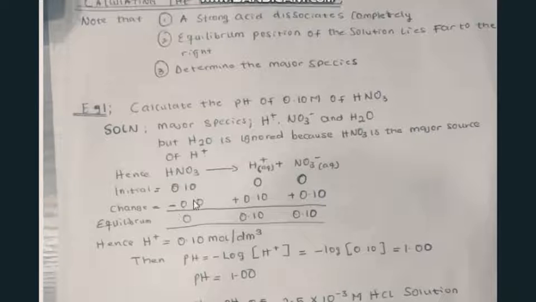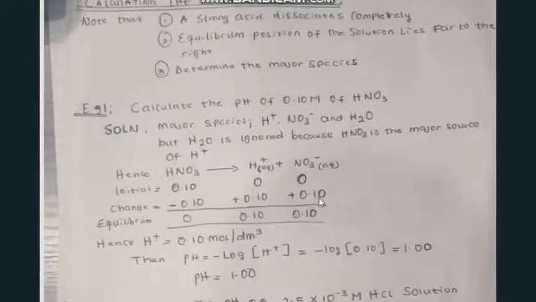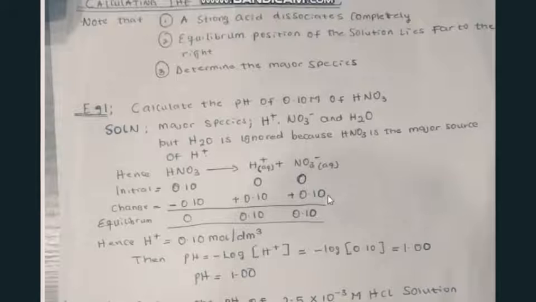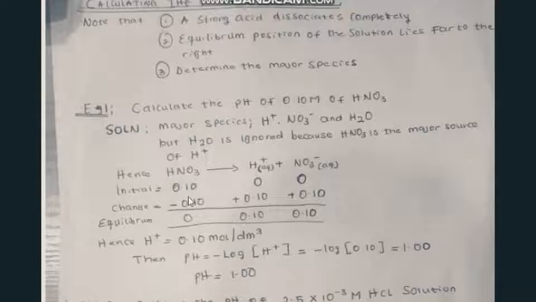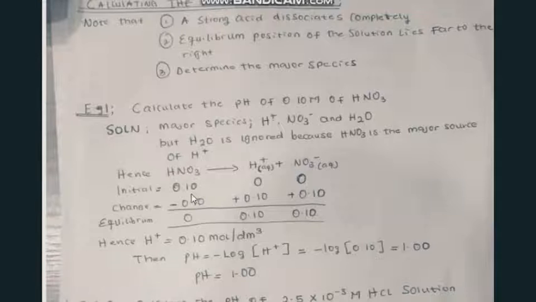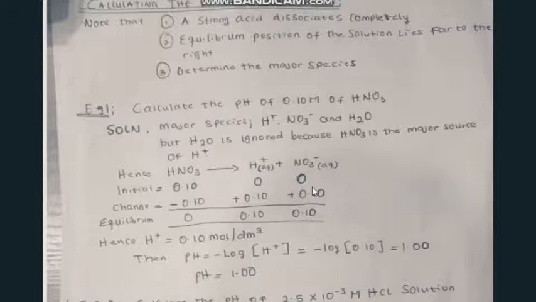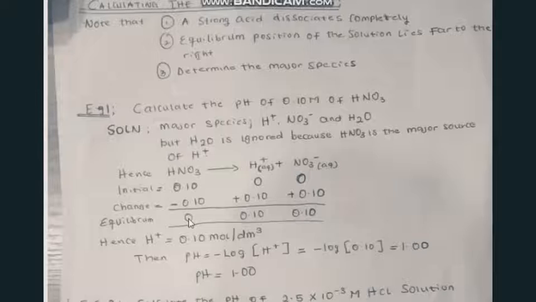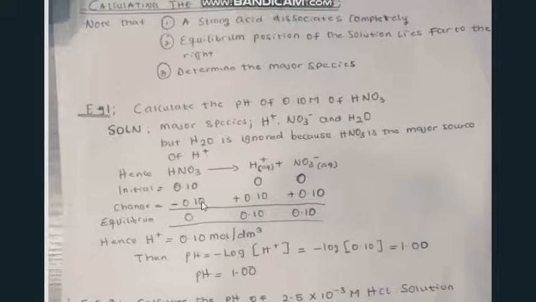So we have minus 0.10 and plus 0.10, plus 0.10. Why am I confident that this should be 0.10? It's because I am very sure that a strong acid will always dissociate completely, which means that the concentration of this nitric acid is completely converted to 0.1 molar of H plus and 0.1 molar of NO3 minus. So at equilibrium we have 0 molar. You can see that the 0 here indicates that this HNO3 has dissociated completely.